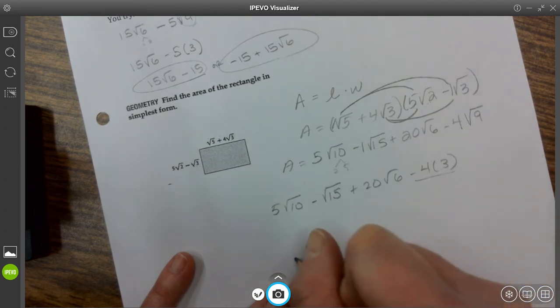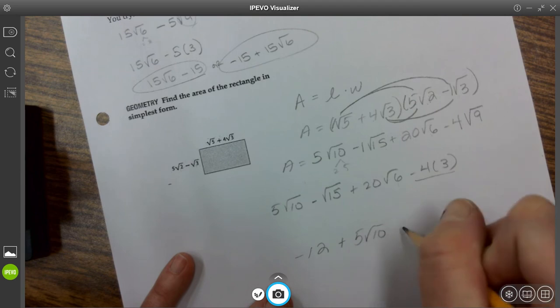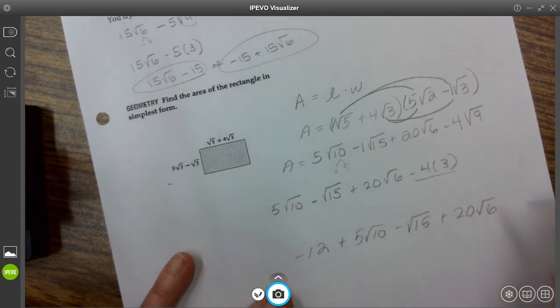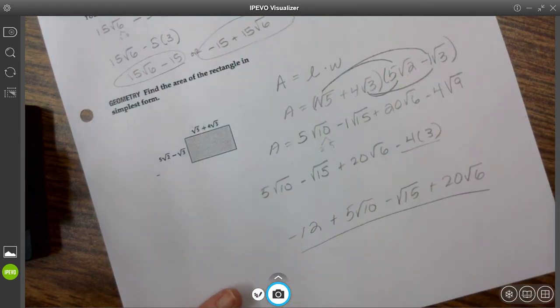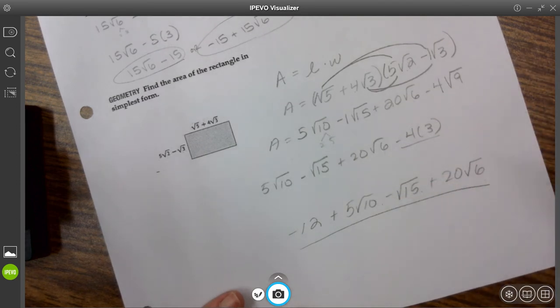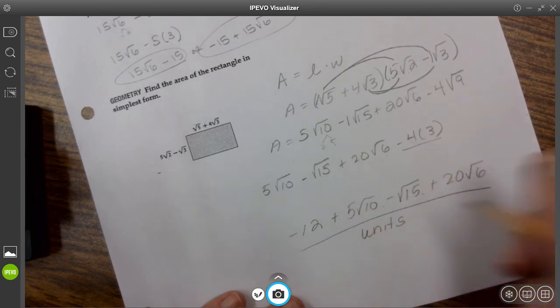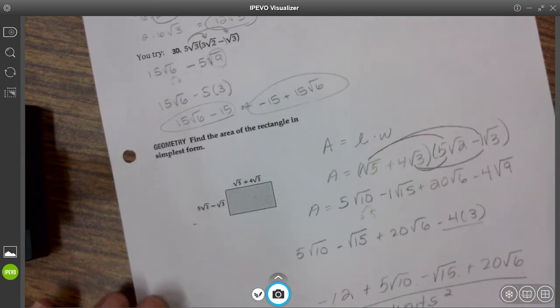So this becomes negative 12, 5 root 10, root 15, 20 root 6. It doesn't matter the order you put it in, for me anyway. The book really doesn't say any preference, but they're all different, so they can't combine. So this is the area. And what do we know about area? It's units. We don't know what the units were. If it was centimeters, inches, units squared.